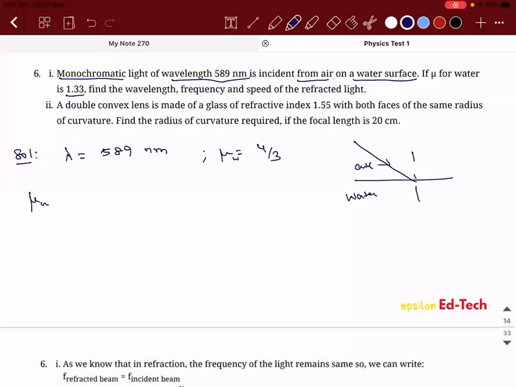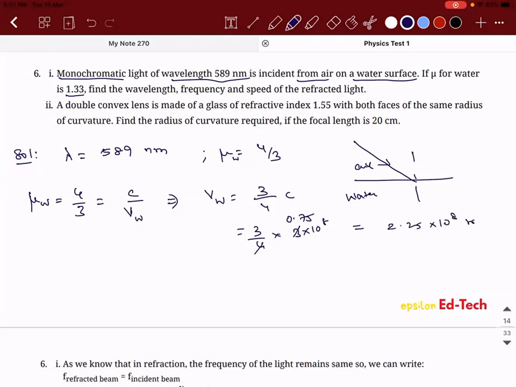So refractive index of water is equal to 4/3. So how do you define refractive index? It is defined as the speed of light in air divided by the speed of light in the given medium, which implies VW is equal to 3/4 times C. So 3/4 into 3 into 10 power 8, or 0.75, so 2.25 into 10 power 8 meters per second is the speed of the light in water medium. Secondly, they asked about frequency.